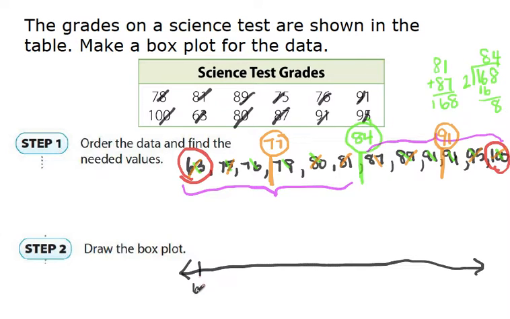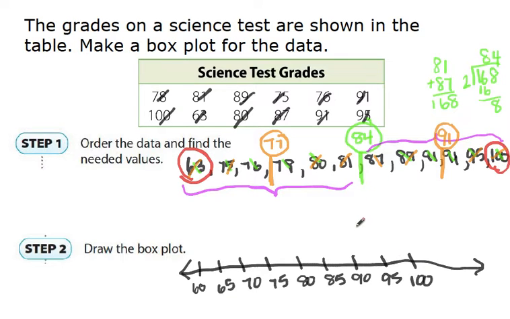So let's start. I'm going to go by 5s and do 60, 65, 70, 75, 80, 85, 90, 95, and 100. So now I have a perfect number line where I can plot my data points. Box plots are plotted slightly above the number line. So I'm going to put a point at each of these numbers slightly above the number line.